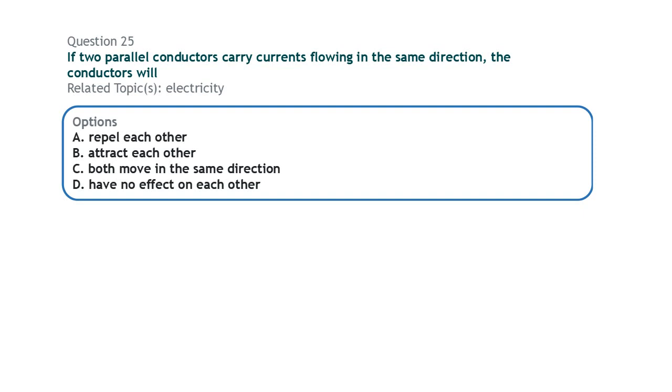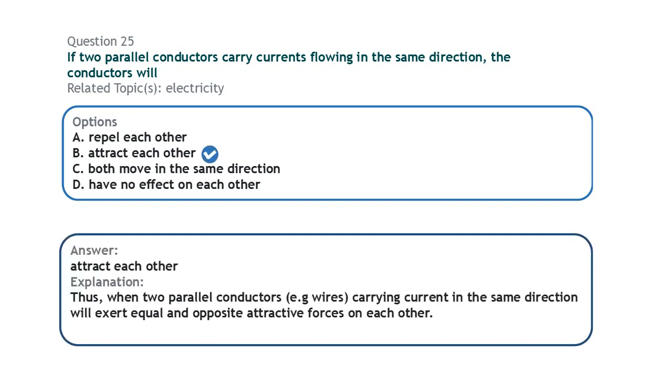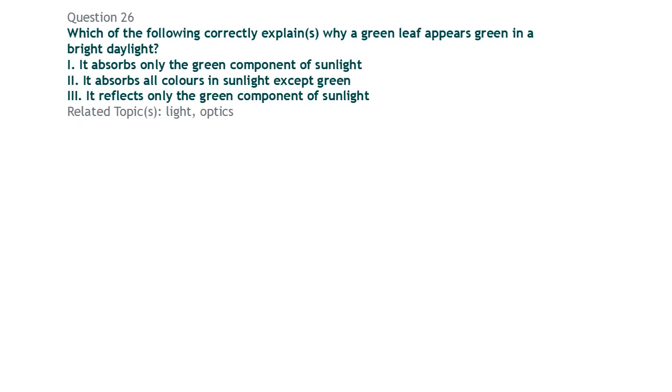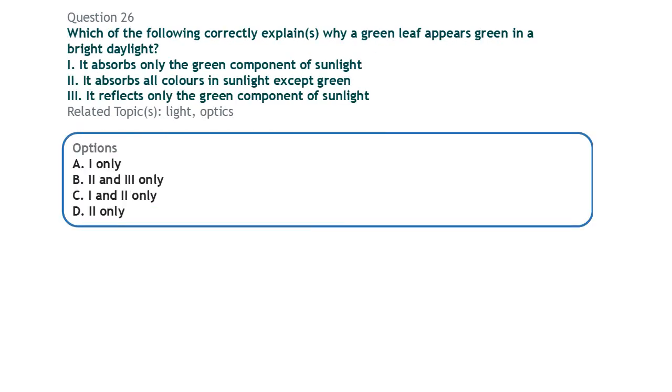Next, if two parallel conductors carry currents flowing in the same direction, the conductors will... there's going to be an attraction between them. An attraction will be set up between the conductors. They will attract each other. Next, on optics, which of the following correctly explains why a green light appears green in bright daylight?